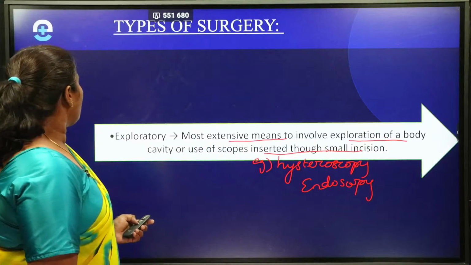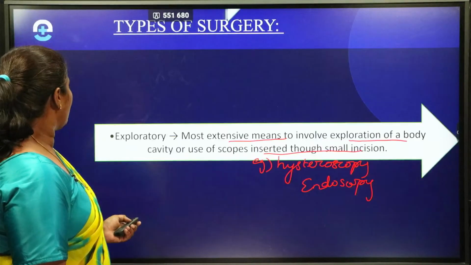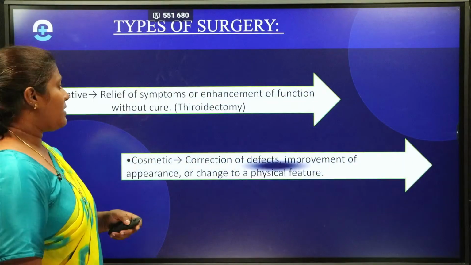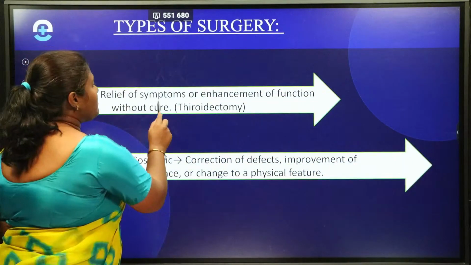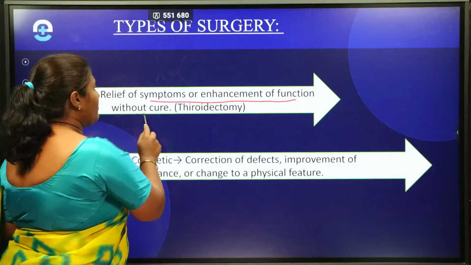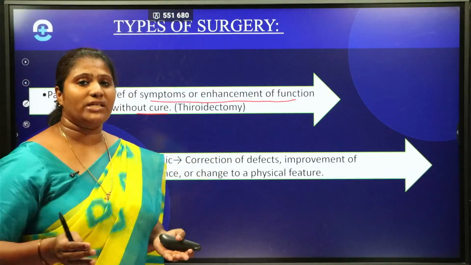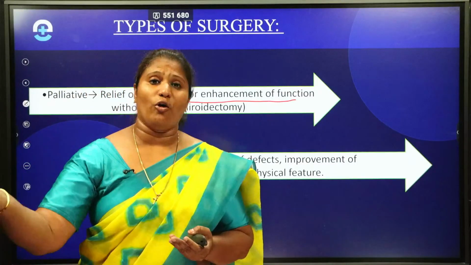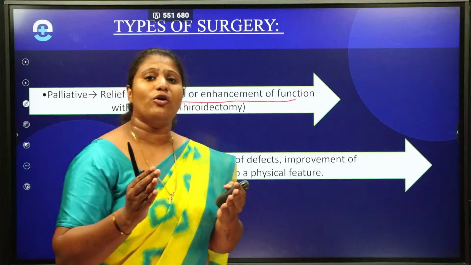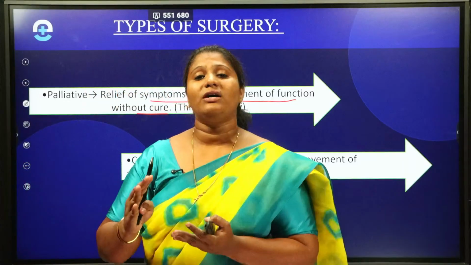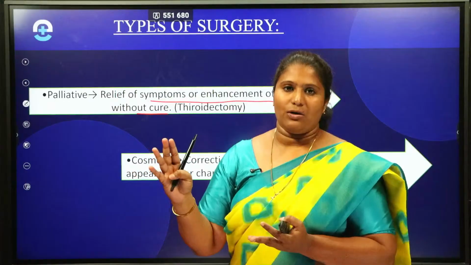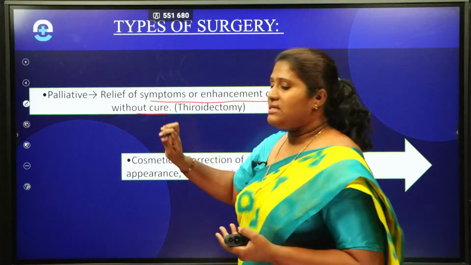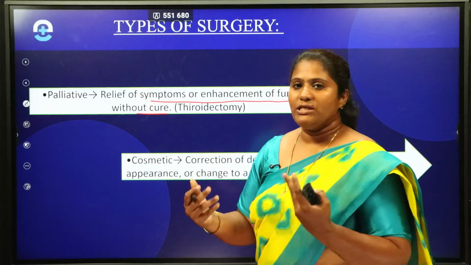Next we are going to see palliative surgery: relief of symptoms or enhancement of function without a cure, like a total thyroidectomy. Then we need to give a thyroxine tablet for their lifelong. Palliative means not only for cancer patients, but for those who have a terminal illness. Those patients need care, so there also we need to give preoperative and intraoperative care.